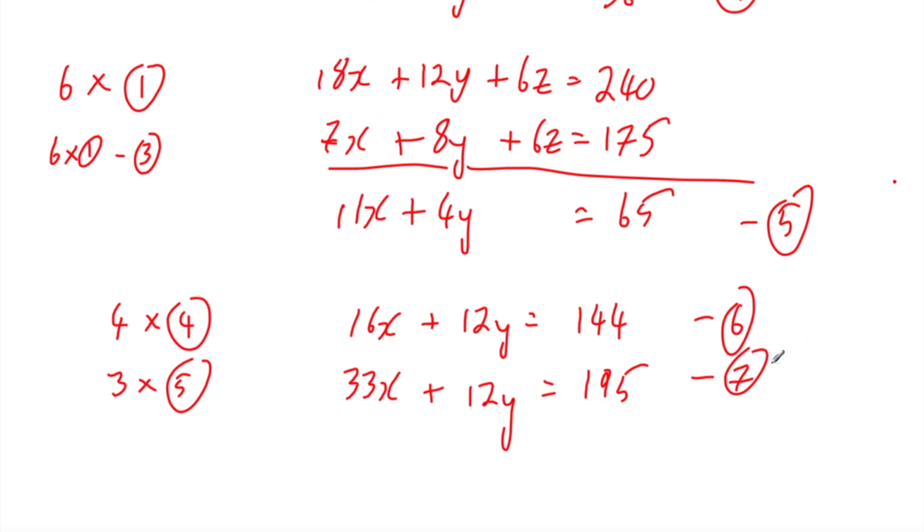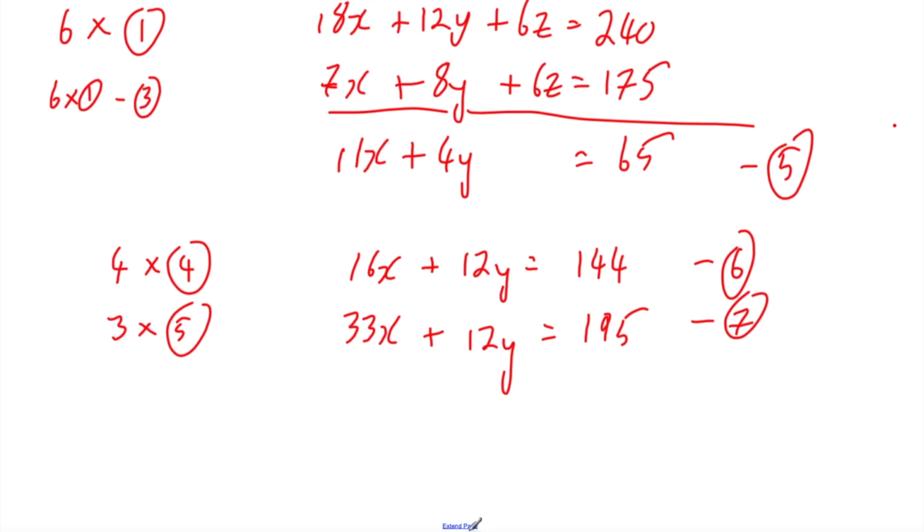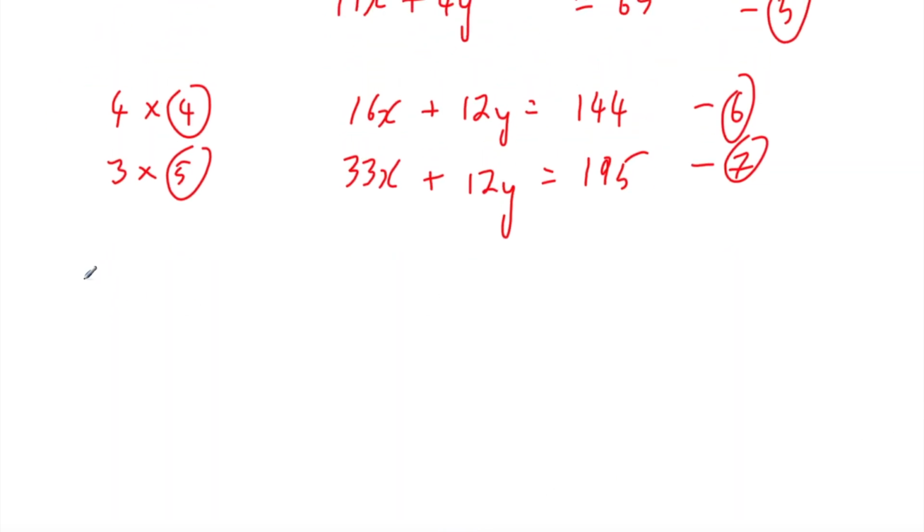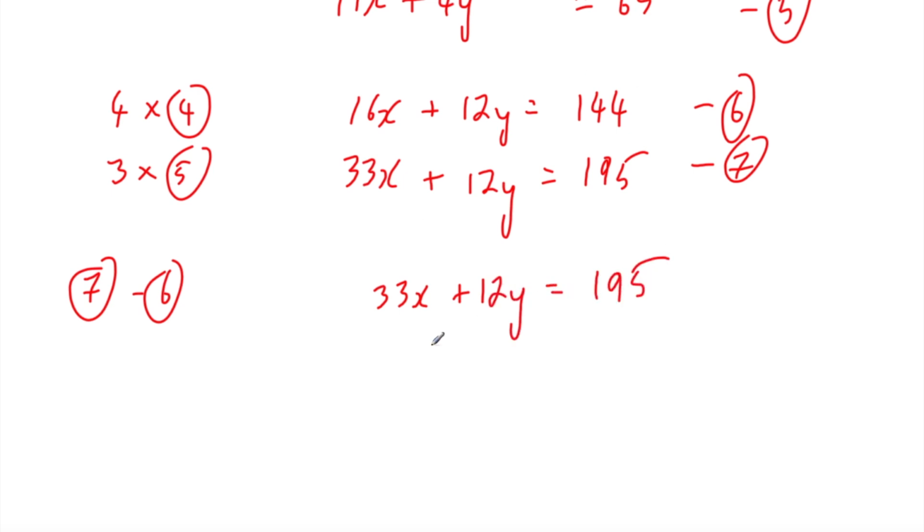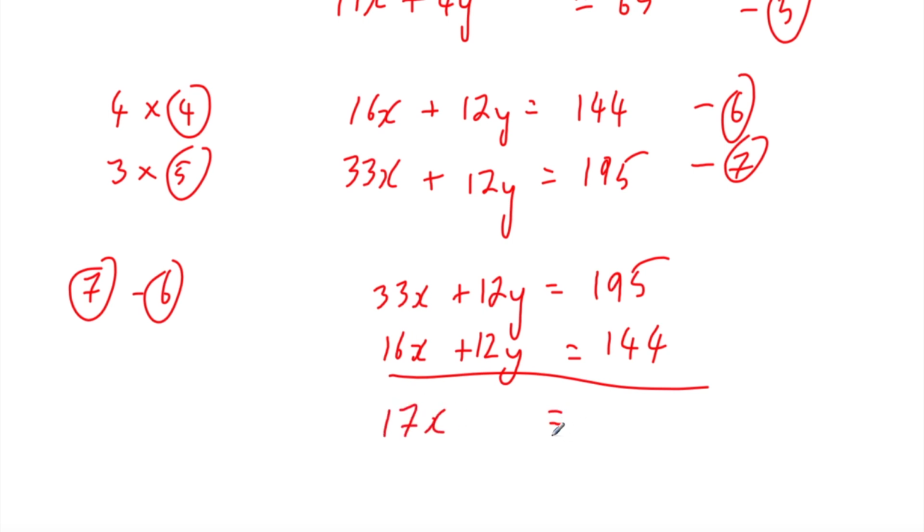I'm going to do equation 7 take away equation 6, just so I get to say that in a different order. Rather than 6, 7, I can say 7, 6. So 7 take away 6. Equation 7 is 33x plus 12y equals 195, and equation 6 is 16x plus 12y equals 144. When we take them away, we'll just have our x's. So 33 take away 16 is 17x, and that's equal to 51. If we divide both sides by 17, we get that x is equal to 3.